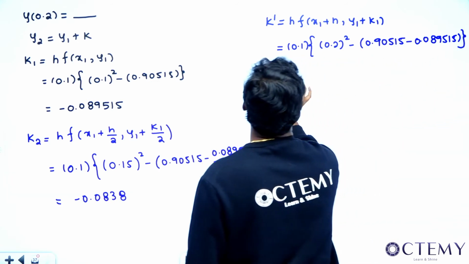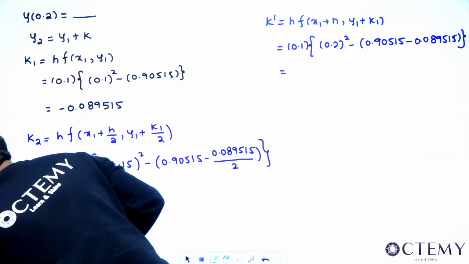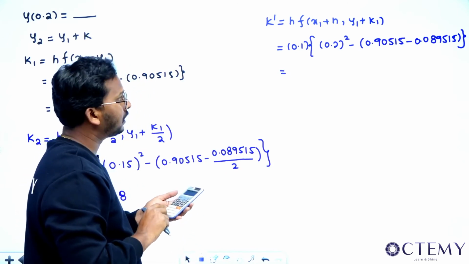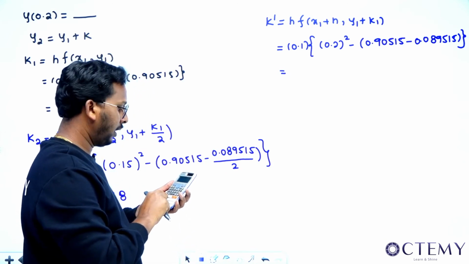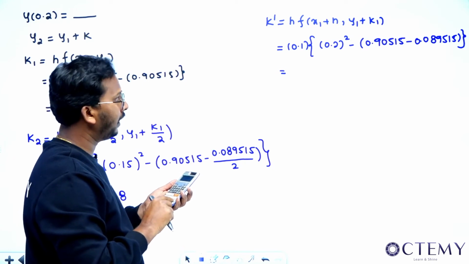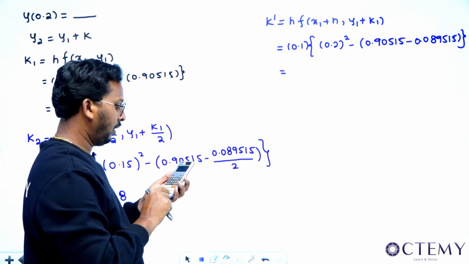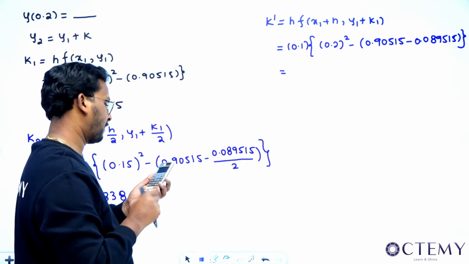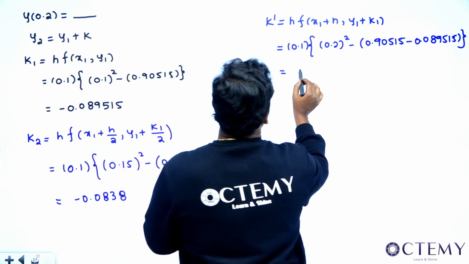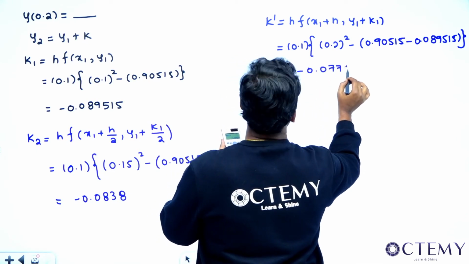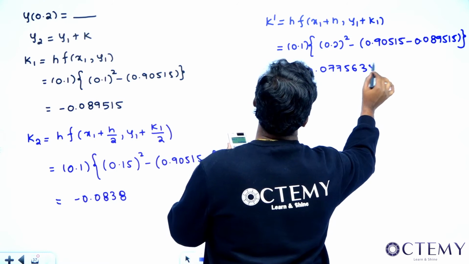So see, sir, if you calculate this K dash, you will get K dash as 0.2 square plus 0.089515 minus 0.90515 into 0.1. You get it as minus 0.0775635. Right?